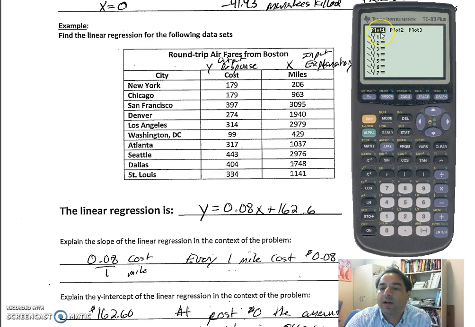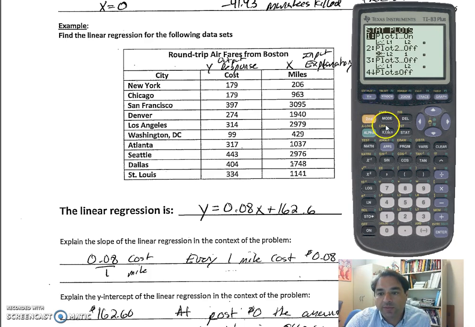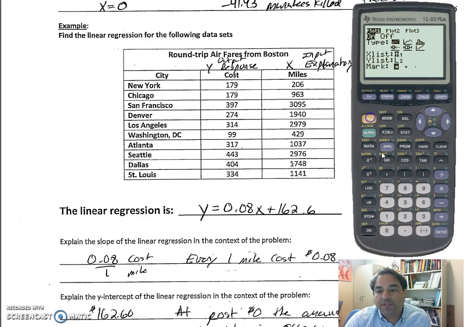We can leave that plot on because we're going to change it. And we definitely have to change our window. So we go to stat, edit. I put this data in list 5, your miles, remember that, list 5, miles, and your cost in list 6. Okay, so step 1, put the data in the calculator. Step 2, second y equals, turn plot 1 on, but this time, still scatter plot. X is list 5, second 5, y is list 6, second 6.